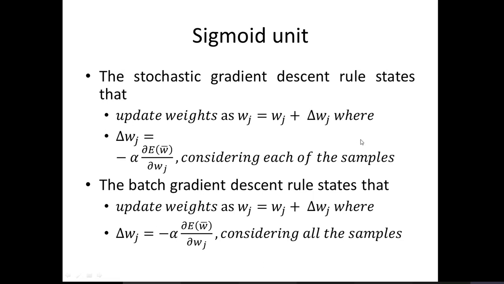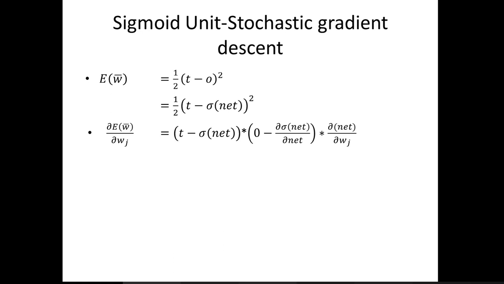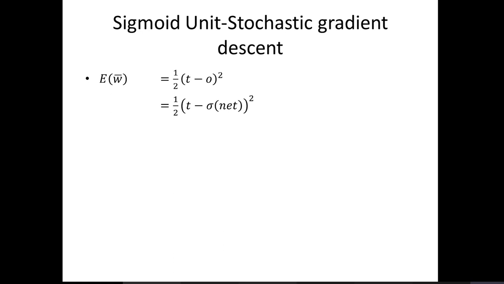Whereas in batch gradient descent, all the samples are input, you calculate the average gradient, and then use this average gradient to update the weights once for the whole batch, and hence it is called the batch gradient descent algorithm. So that's the difference between stochastic gradient descent and batch gradient descent. Now let's see the details of this principle.